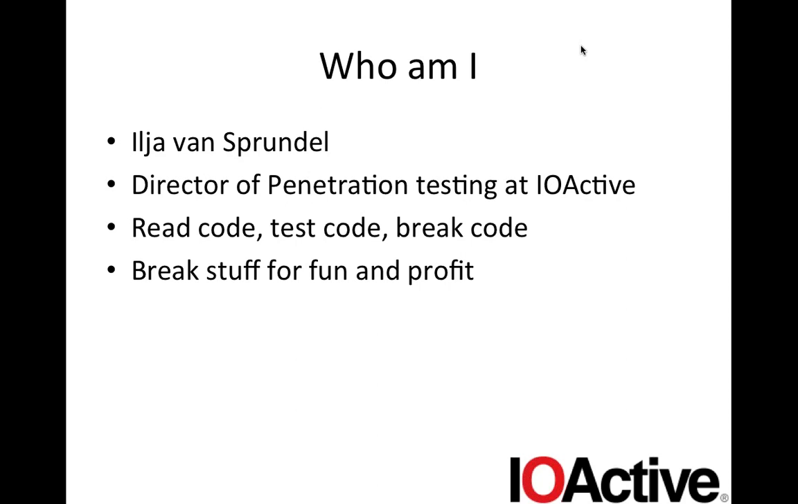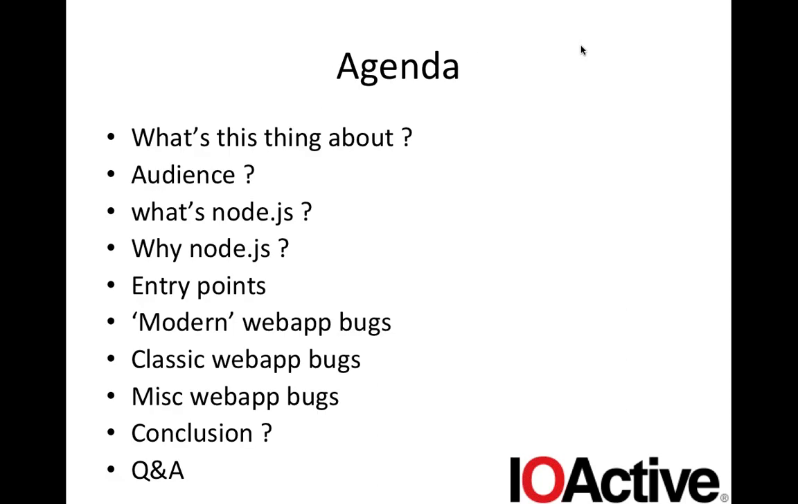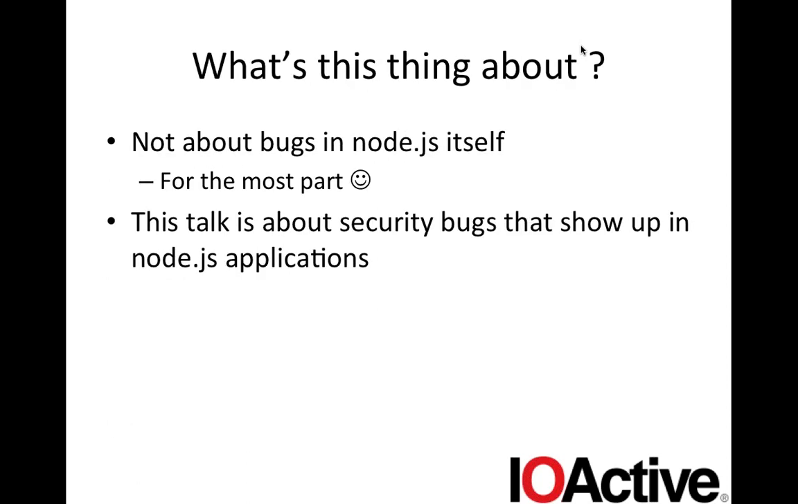So what's on the agenda today? I'll first talk about what node.js is, which I'm assuming you already know, and then I'll speak to what the audience is that I'm expecting. And I'll go into why node.js, entry points, and then I'll talk about 3 classes of bugs I've seen in node.js applications. And then I go into detail in all 3 of these classes. And then I have somewhat of a conclusion. And then we'll open it up to a Q&A if anybody has questions.